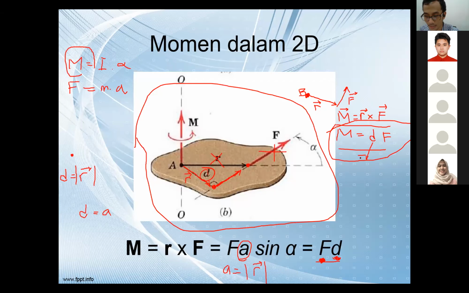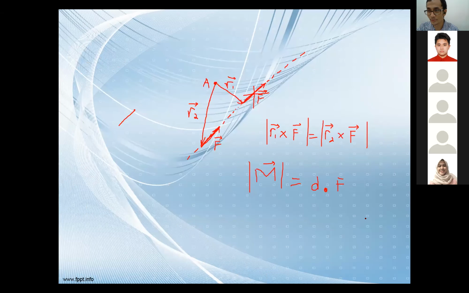Yes, sir. Answer me, yes. Yes. Okay. So don't turn off your mic. You have to keep answering. Okay, sir. So remember what? So the magnitude of this moment is d multiplied by F, right? Yes. In the scalar form. What is d? d is the distance, right? Perpendicular distance. Don't forget about that. Yeah. Okay. Perpendicular distance.